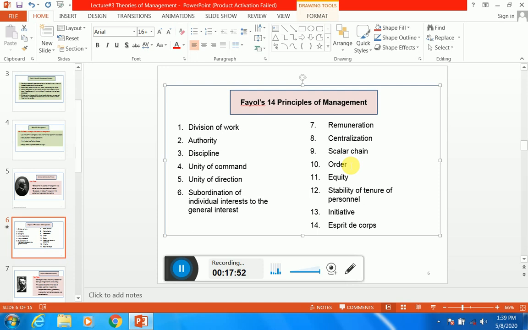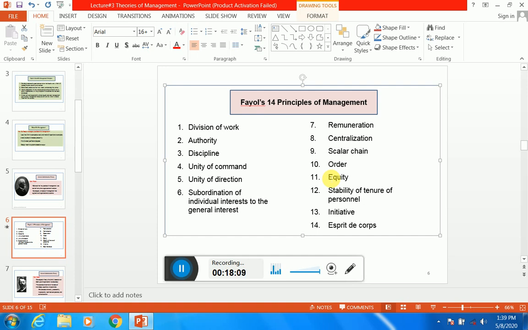Next is equity. Equity simply means justice, fairness. The management must treat their employees with equity. There must be a balance between the management and the employees. There must be justice between the employees.